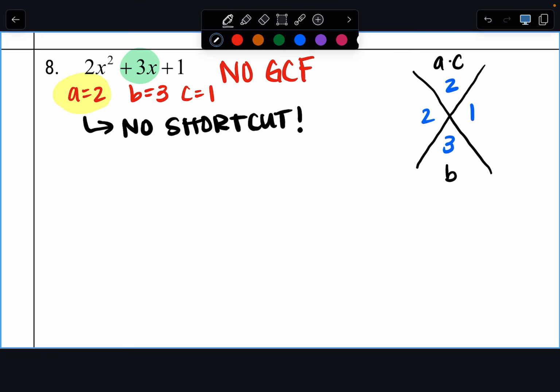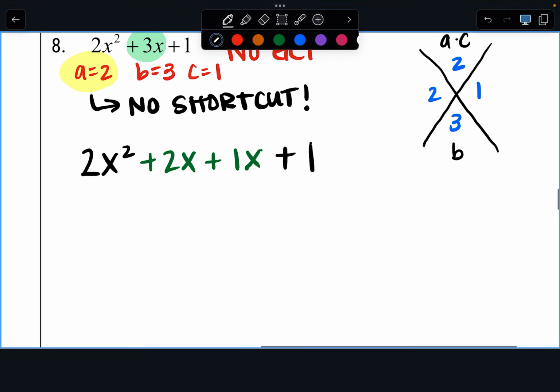This is literally what we did in the first example on this page. I'm splitting that middle term into 2. So I'm going to end up with 2x squared, and the split comes from the numbers that you chose, 2x and 1x, and then plus 1 stays the same from the problem. That's just the opposite of simplifying. So we have to 4-term group in order to be able to factor. That means we group the first 2 together and the second 2 together.